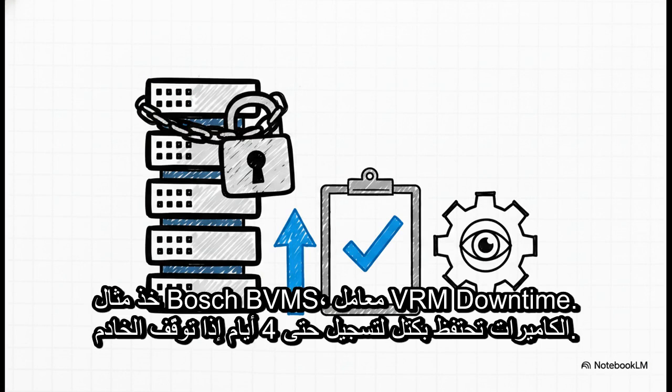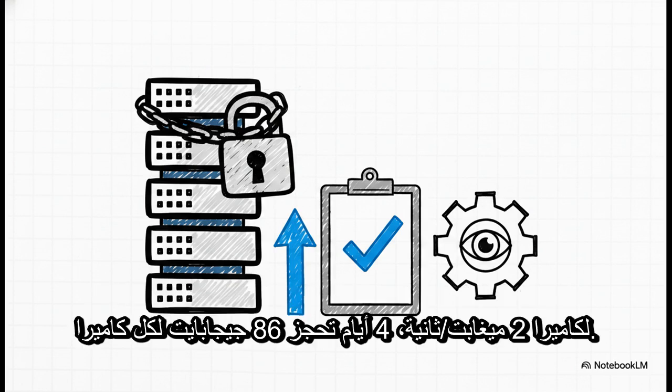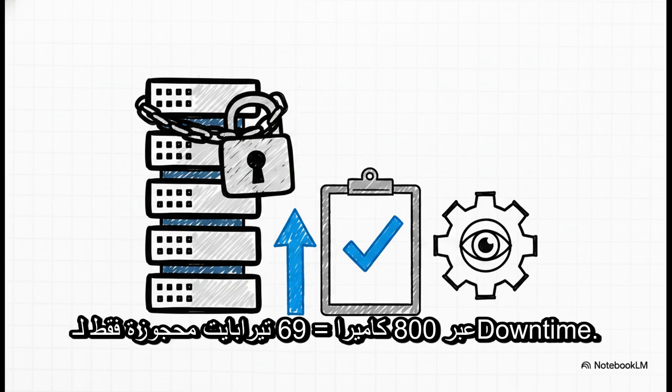Why? Well, let's take a specific example using Bosch's BVMS, the Video Recording Manager, or VRM, downtime parameter. By default, cameras actually reserve blocks on themselves to keep recording even if the main server goes offline for up to 4 days. For a 2 Mbps camera, that 4-day safety net permanently locks up 86 gigabytes per camera. Across 800 cameras, that is 69 terabytes locked up just for downtime.